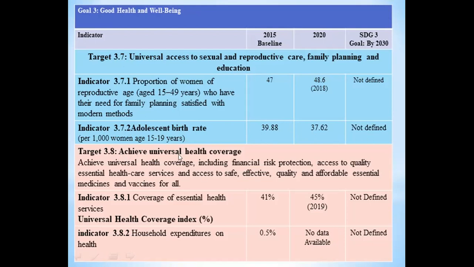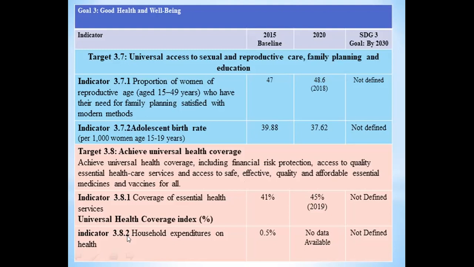Target 3.8 is achieve universal health coverage. Its indicator is 3.8.1, coverage of essential health services. It includes 41%, and in 2019 data available, it is 45%. And there is also a marked increase in coverage of essential health services in Pakistan.